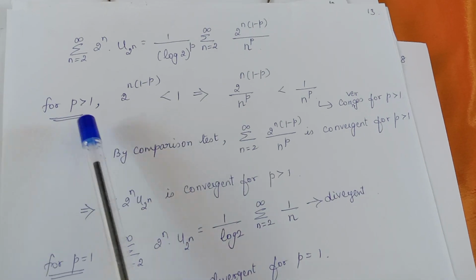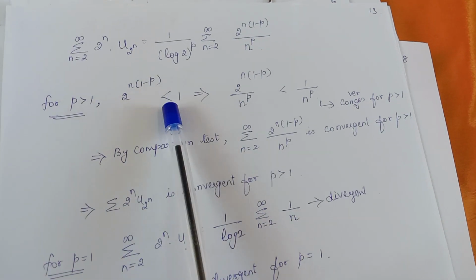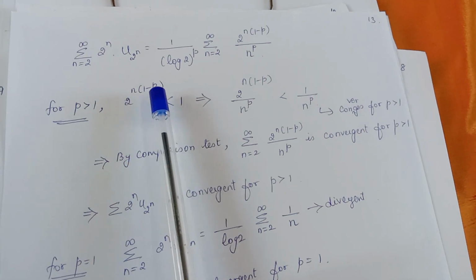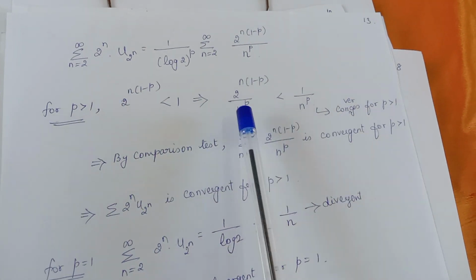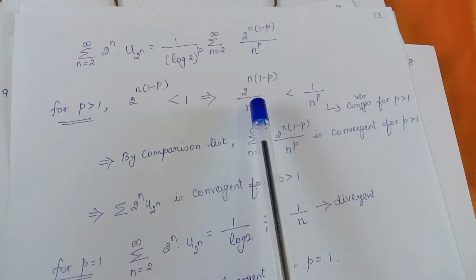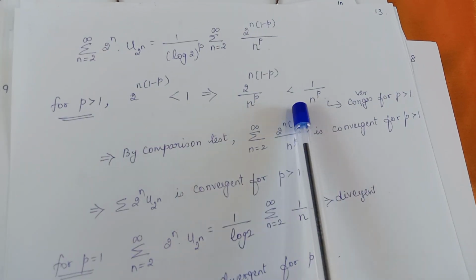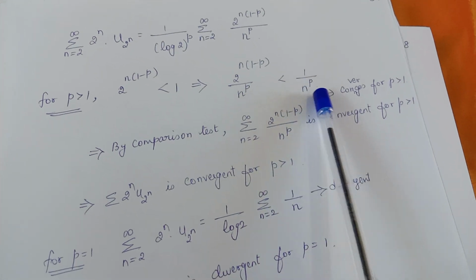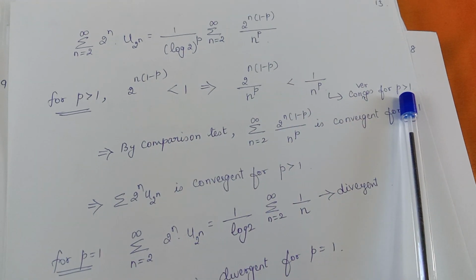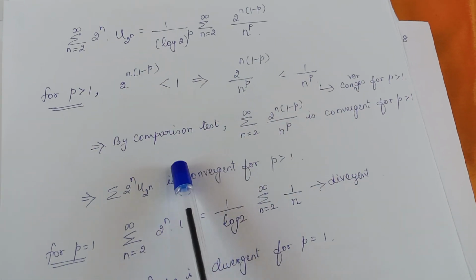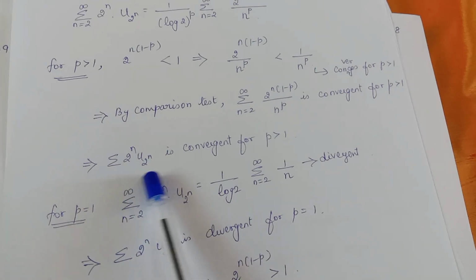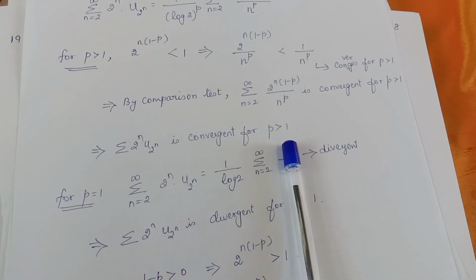For p greater than 1, 2 power n into (1 minus p) is less than 1, isn't it? P is greater than 1 means this will be a negative power, so it will be less than 1. Therefore, dividing both sides by n power p, 2 power n into (1 minus p) by n power p is less than 1 by n power p. This one is convergent only for p greater than 1. Therefore the left hand side is also convergent for p greater than 1. So the given series is convergent for p greater than 1.